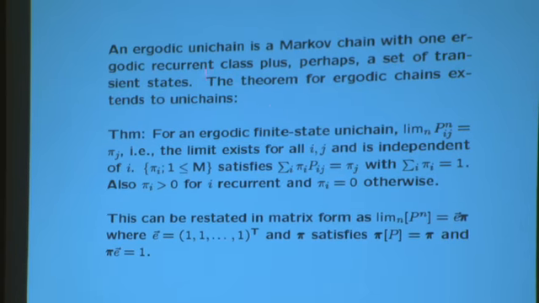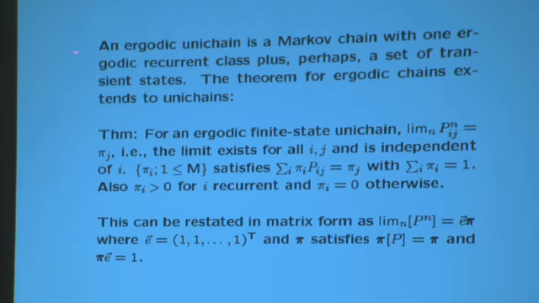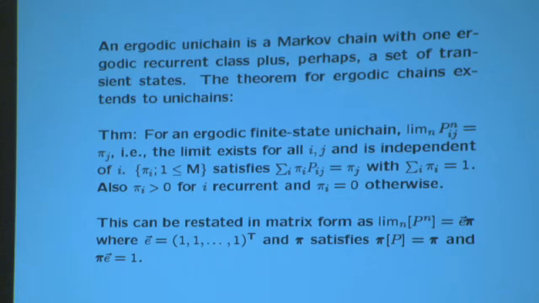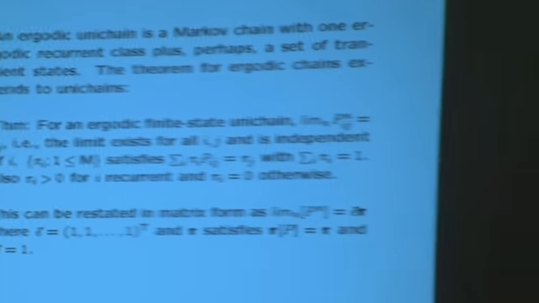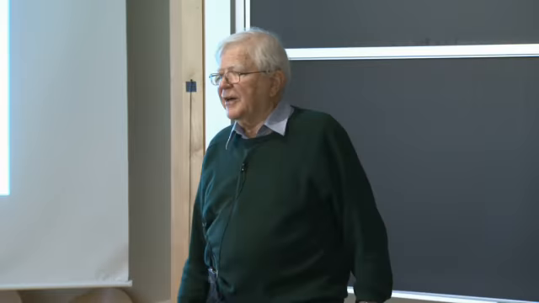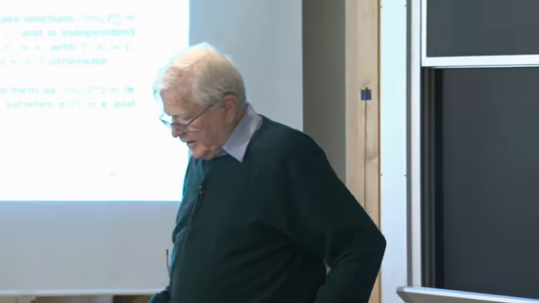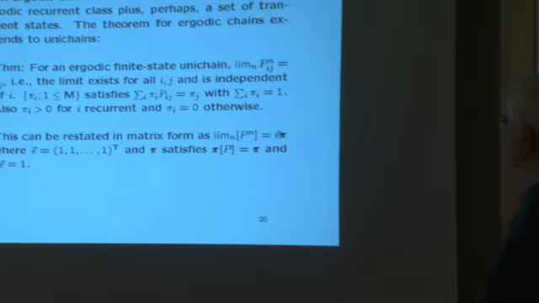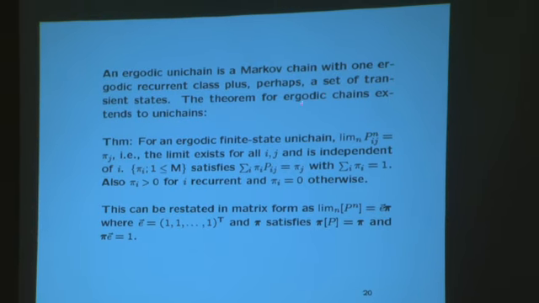Okay, an ergodic unit chain is a Markov chain with one ergodic recurrent class plus perhaps a set of transient states. Most of the things we talk about in this course are for unit chains, usually ergodic unit chains, because if you have multiple recurrent classes, it just makes a mess. You wind up in this recurrent class or this recurrent class, and aside from the question of which one you get to, you don't much care about it.